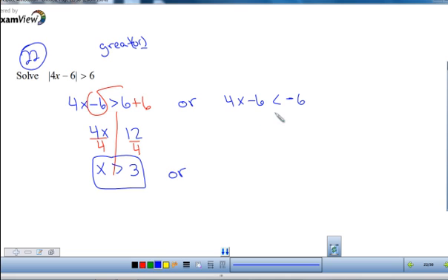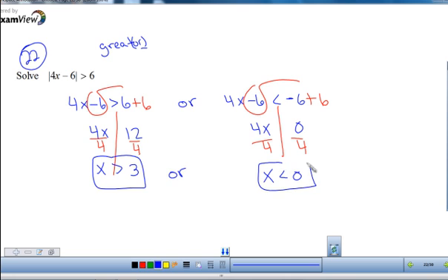Or, again, I'm going to add 6. Negative 6 plus 6 is 0. Bring down the 4x. Divide by 4. And 0 divided by 4 is 0. Okay, so the answer is x is greater than 3 or x is less than 0.